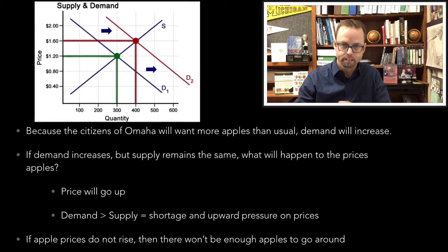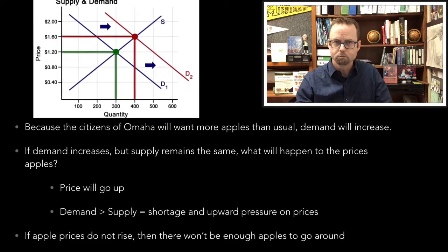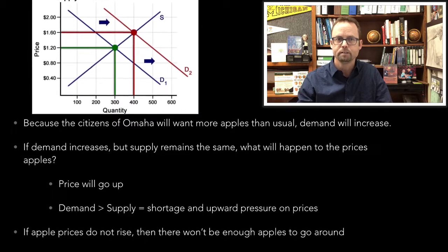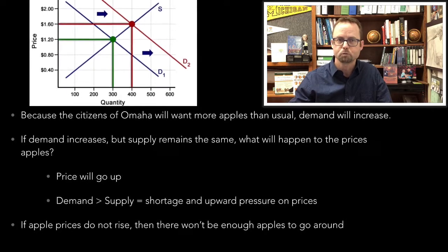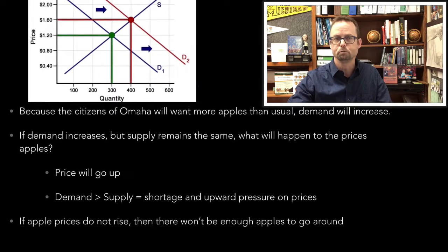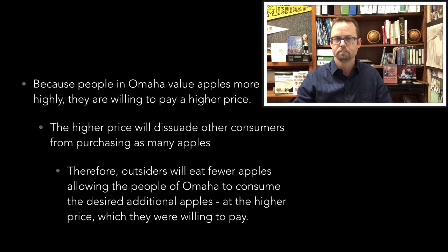And so, in a free market, market prices will adjust to this change in demand, and as people in Omaha express their desire for more apples, prices will go up. Other consumers will reduce their consumption of apples. Why? Because they prefer to eat fewer apples than pay the higher price. Therefore, people outside of Omaha will eat fewer apples, enabling those in Omaha to consume the desired additional apples at the higher price, which they were willing to pay.